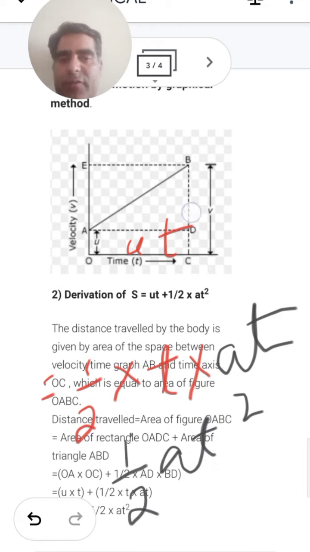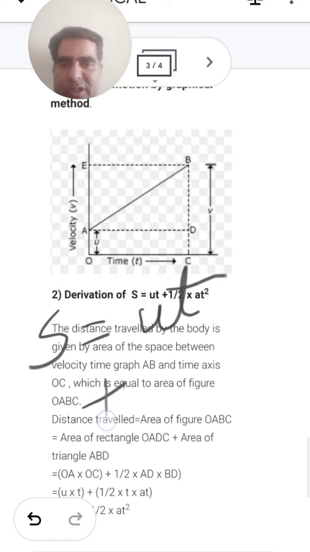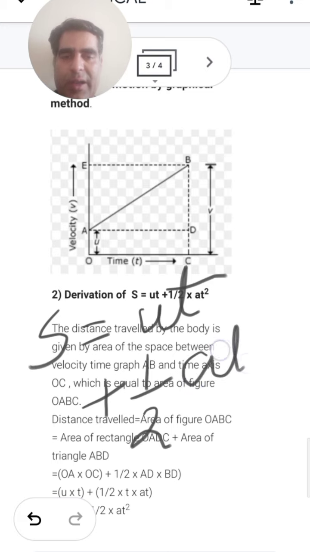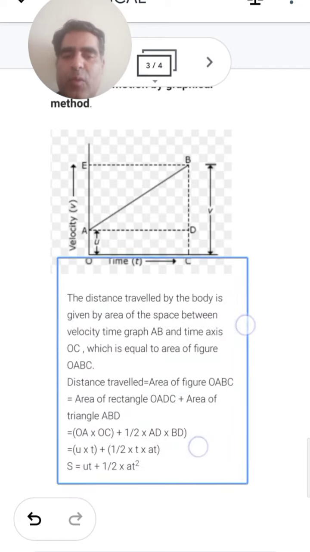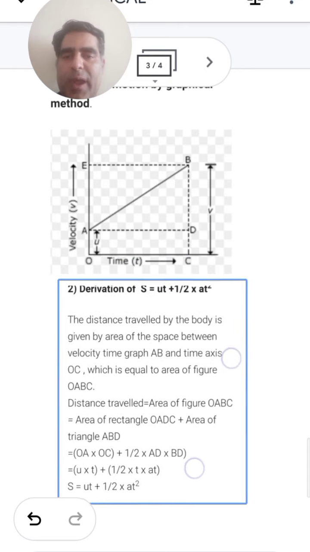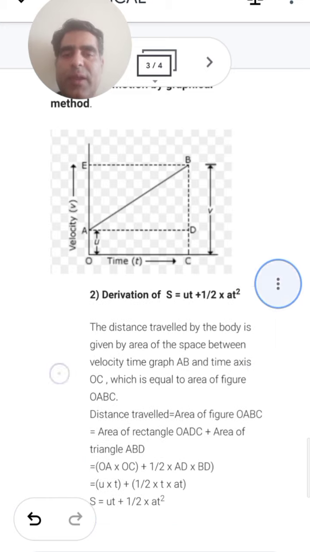So what is the area of the first one? UT. Area of the second one, half AT square. So the total area which you will get from here is the combination of the area of the first, that is UT, and the area of the second, that is half AT square. Okay, so this is the derivation for the second equation of motion. So you can say that the distance traveled is equal to the area of rectangle OABC plus the area of triangle ABD. So this will be S is equal to UT plus half AT square. Okay, so this is the derivation for the second one. S is equal to UT plus half AT square.